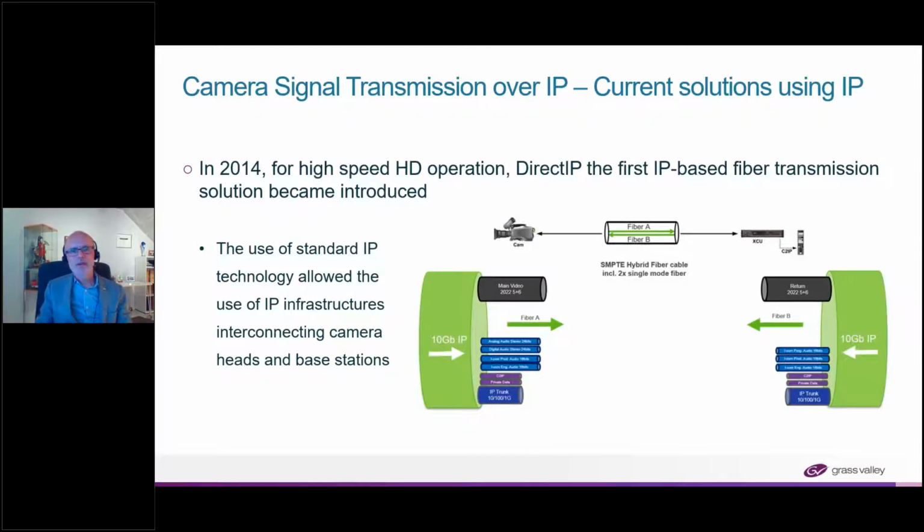So it was back in 2014, for our first high-speed HD camera, the LDX86, we developed a new transmission solution. We call it the XF fiber transmission solution, where all the signal transmission between head and base station was done over IP. It's a 10 gig Ethernet connection. Since we have 2 fiber cables inside the SMPTE fiber cable, fiber A can be used as the downlink, and fiber B as the uplink.